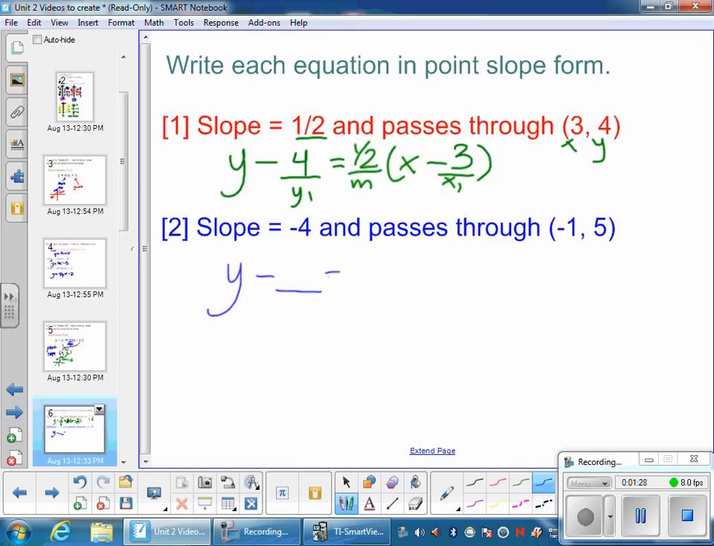Y minus blank equals blank, x minus blank. Slope goes in front, so slope is -4. That's my x, that's my y. So I get y minus 5 and x minus a -1, which turns into a positive. Make that a nice positive.